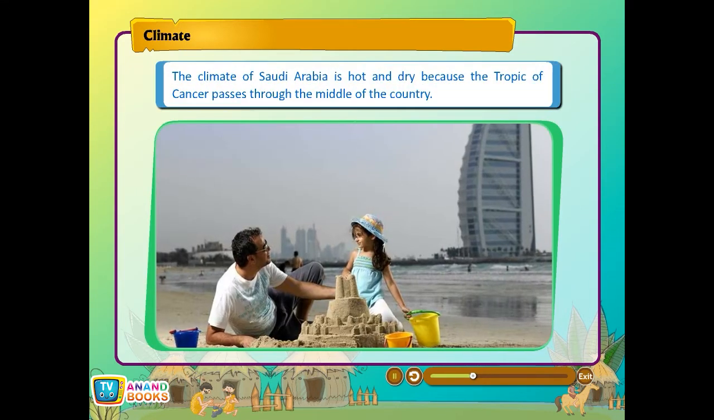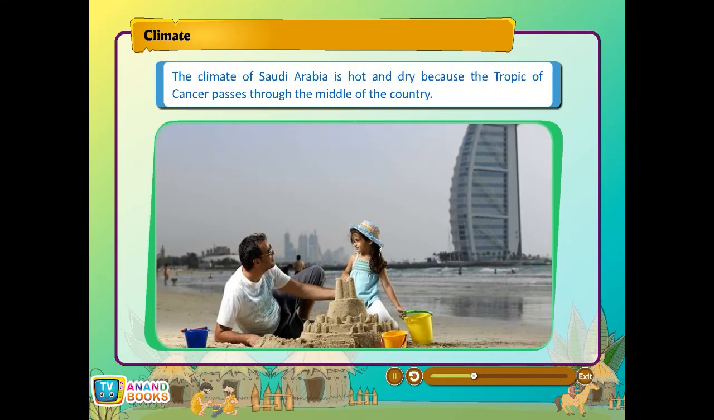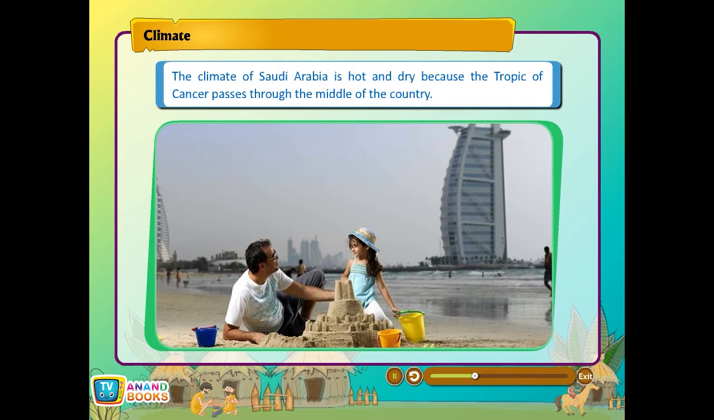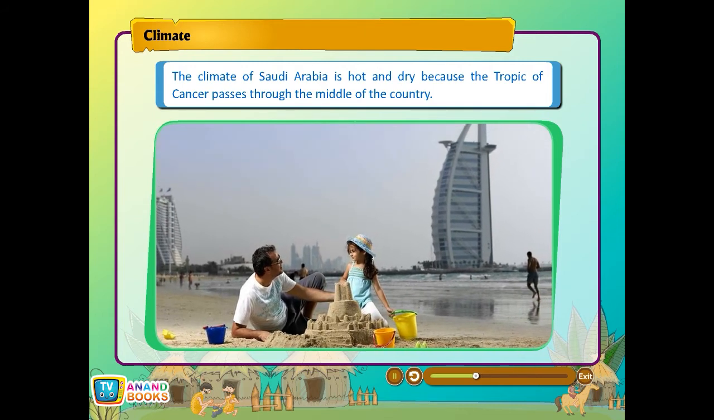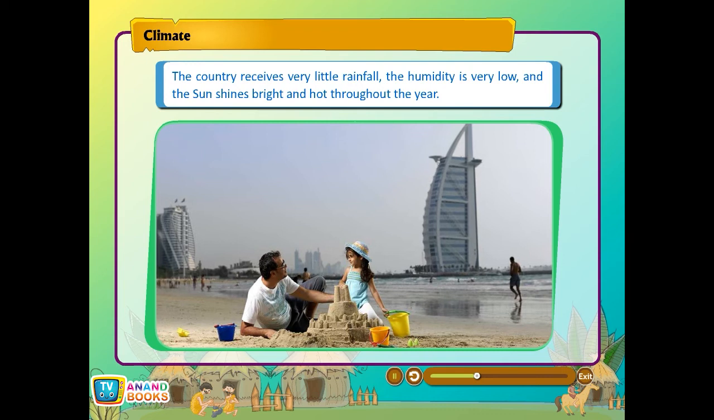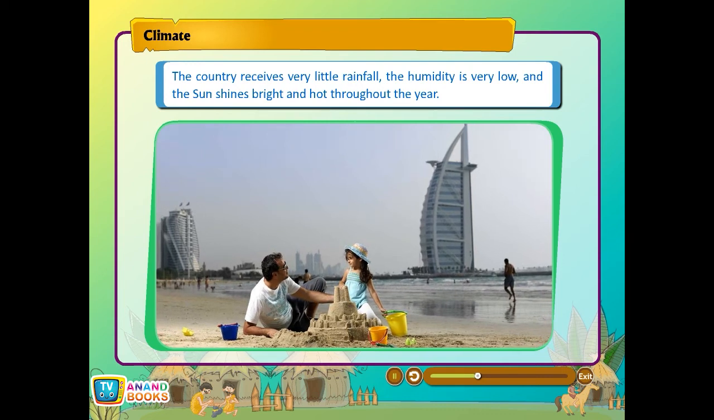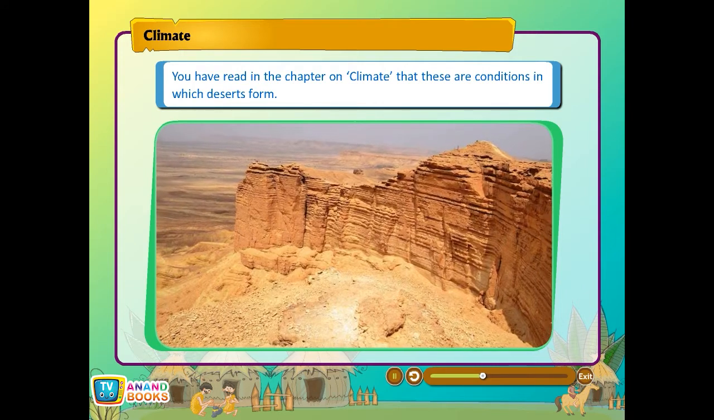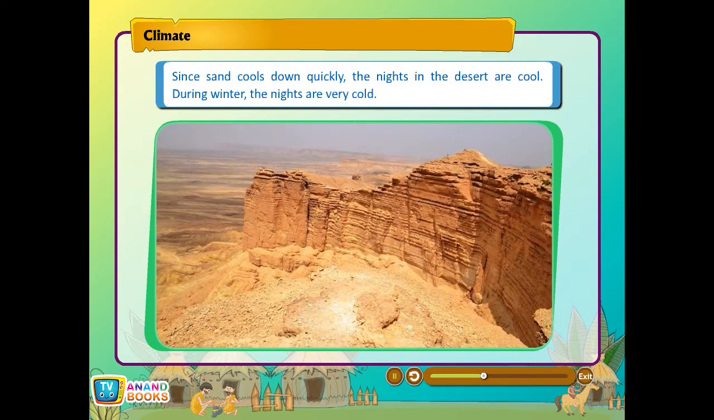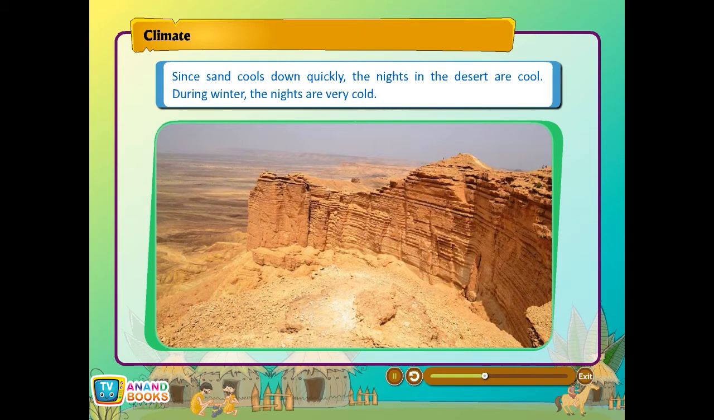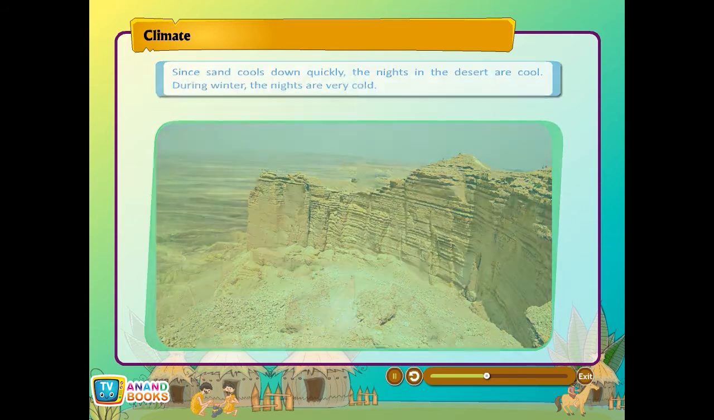Climate. The climate of Saudi Arabia is hot and dry because the Tropic of Cancer passes through the middle of the country. The country receives very little rainfall. The humidity is very low and the sun shines bright and hot throughout the year. You have read in the chapter on climate that these are conditions in which deserts form. Since sand cools down quickly, the nights in the desert are cool. During winter, the nights are very cold.